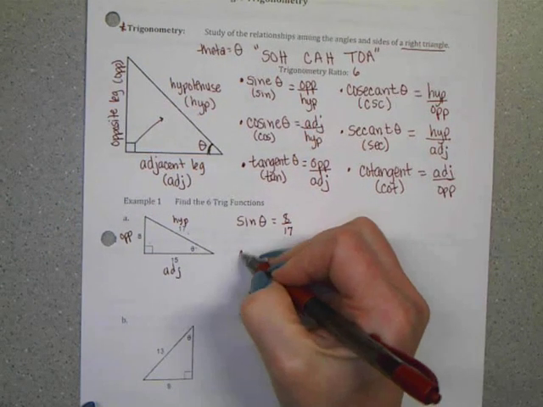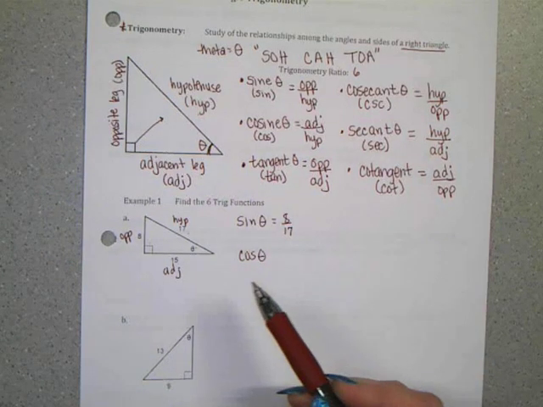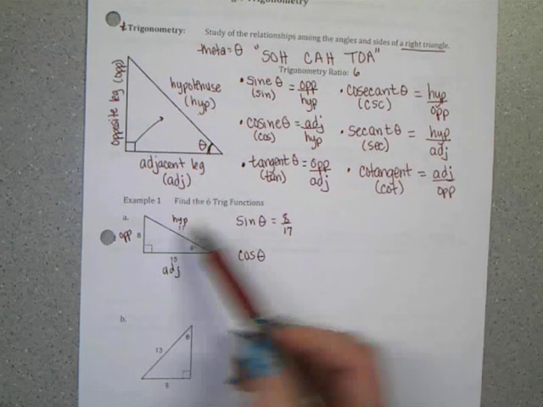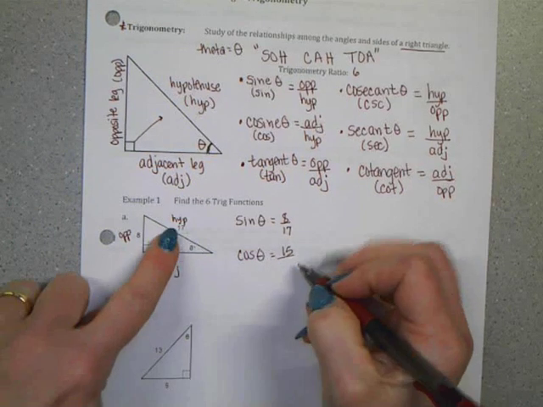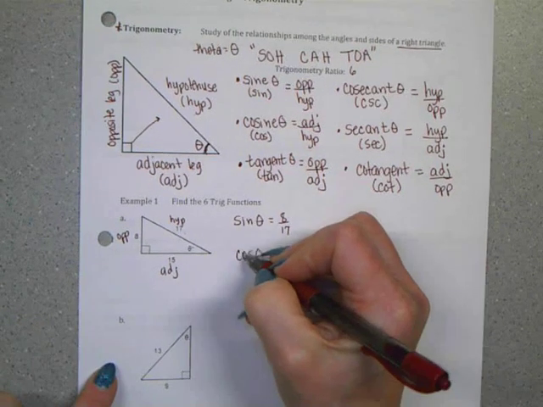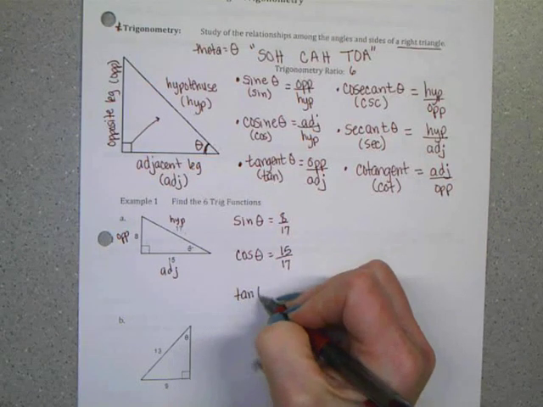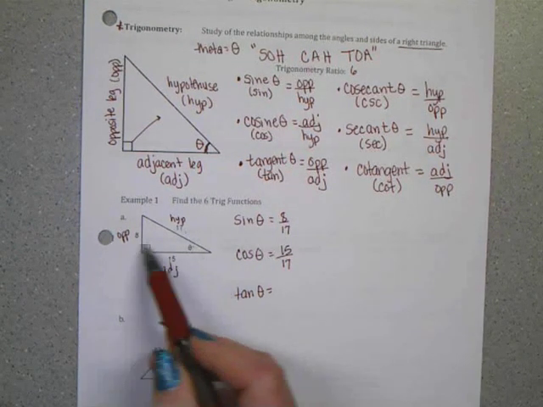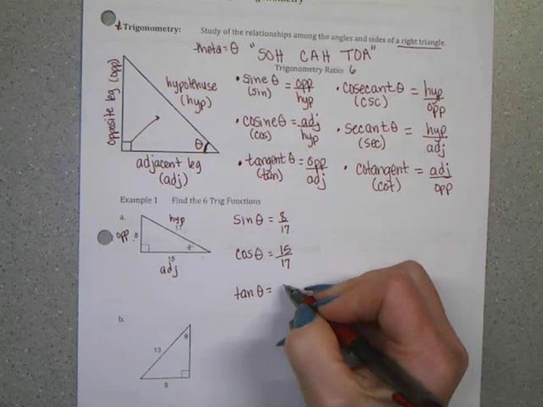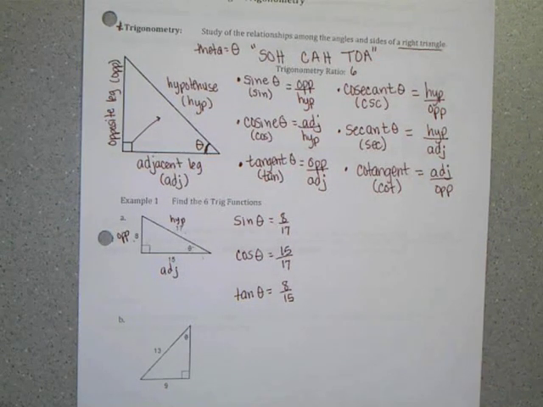So now I'll go to cosine of theta. Cosine is CAH, which means adjacent over hypotenuse. So adjacent is the numerator, 15, over the hypotenuse, which is 17. Next trig function is tangent. And tangent is opposite over adjacent, 8/15. Remember, once you've got those, then to get your other 3, you're just simply going to do the reciprocal.